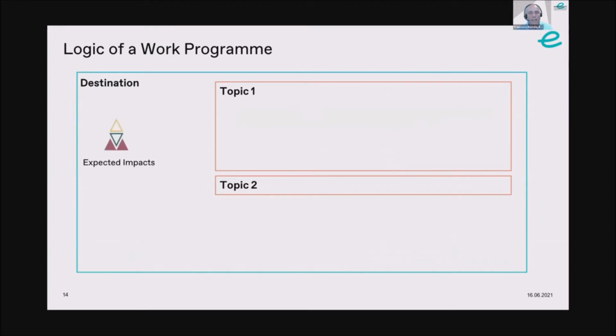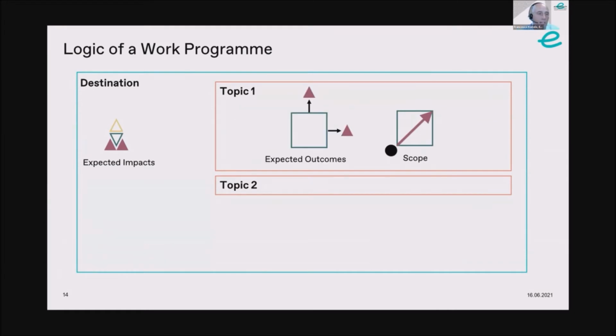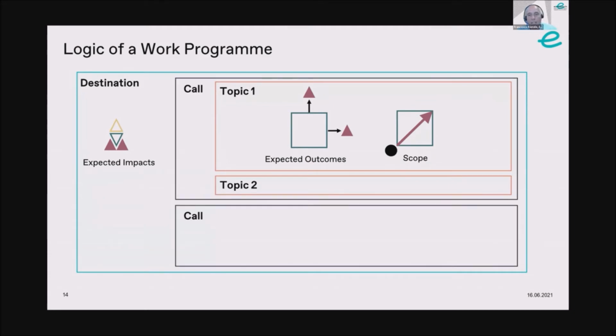The destination, again, has expected impact, but at the topic level, you have 2 elements, which are the scope and the expected outcomes. So expected impact at the destination level, expected outcomes at the topic level, plus a scope at the topic level. So these are the structuring elements that you have to achieve at the end of your project. And then these topics are grouped together in so-called calls, which are going to open very soon if they are not open yet. So logic of the destination level, logic at the topic level.